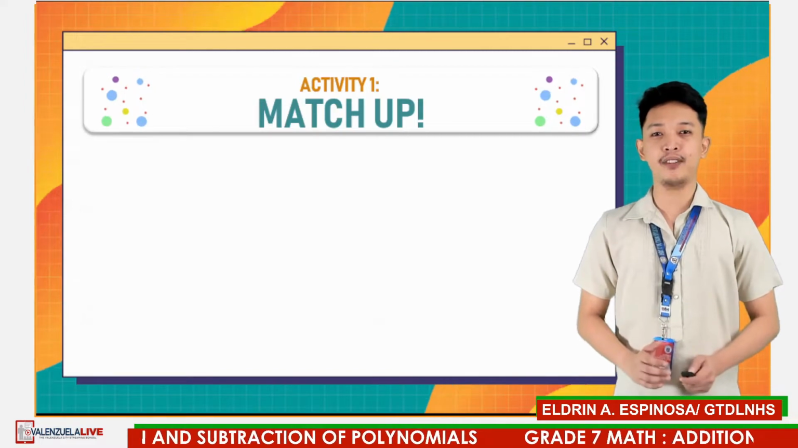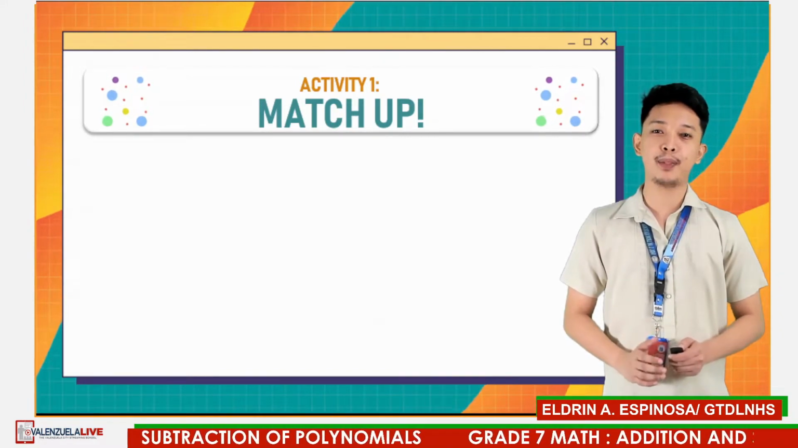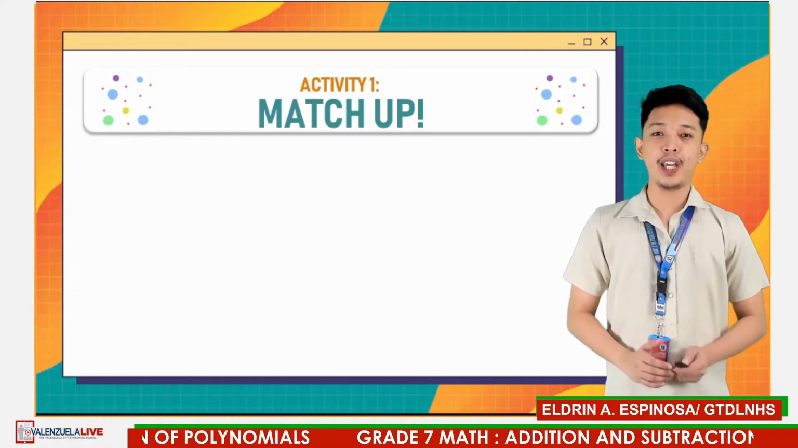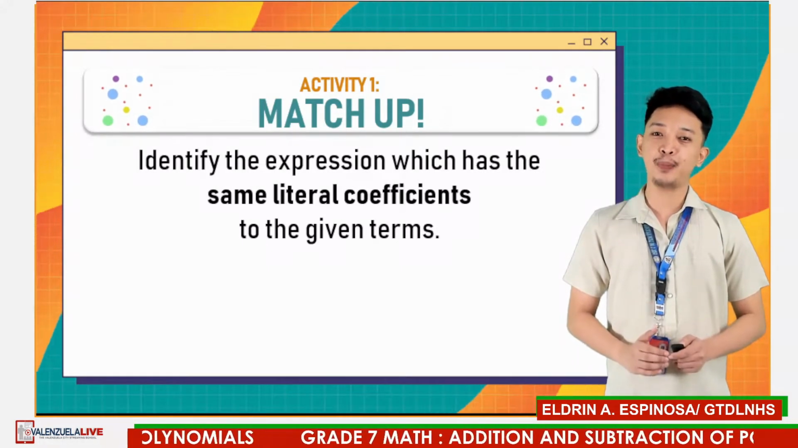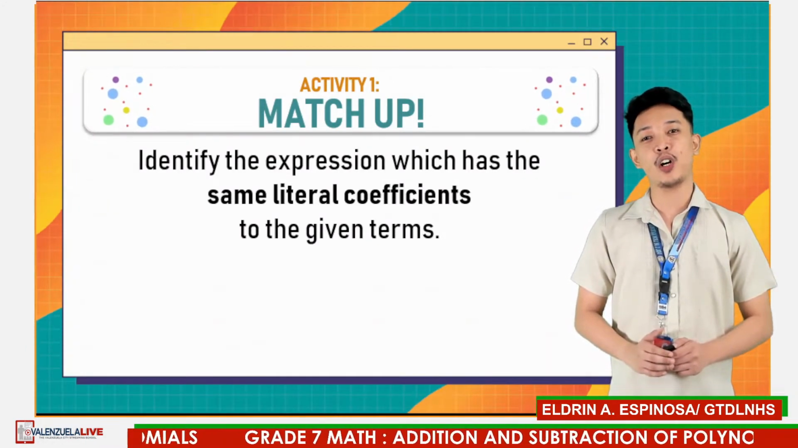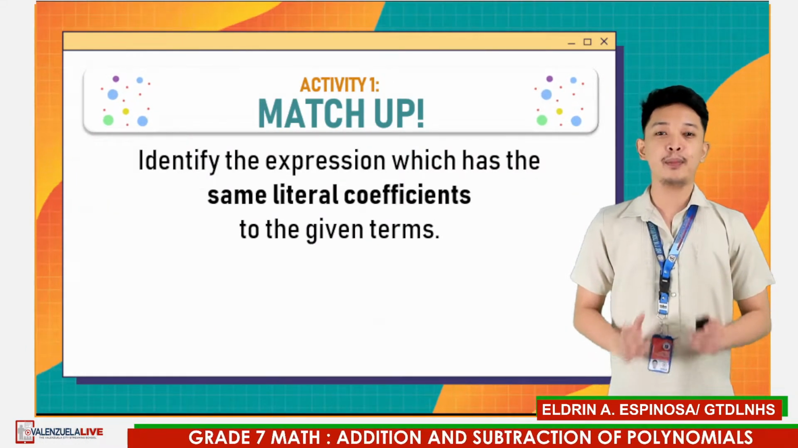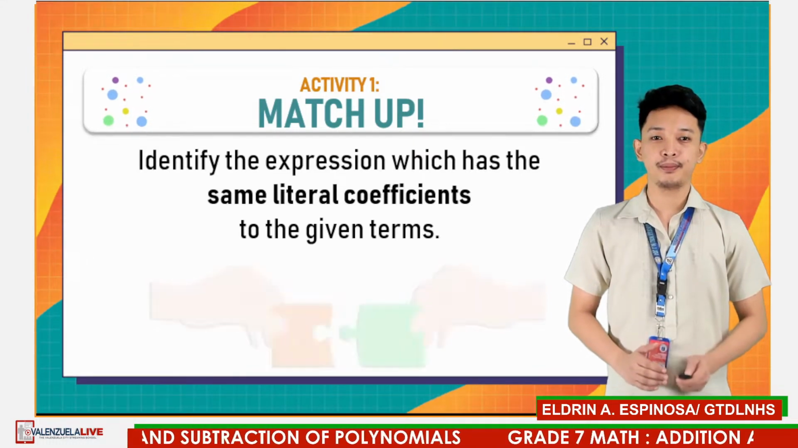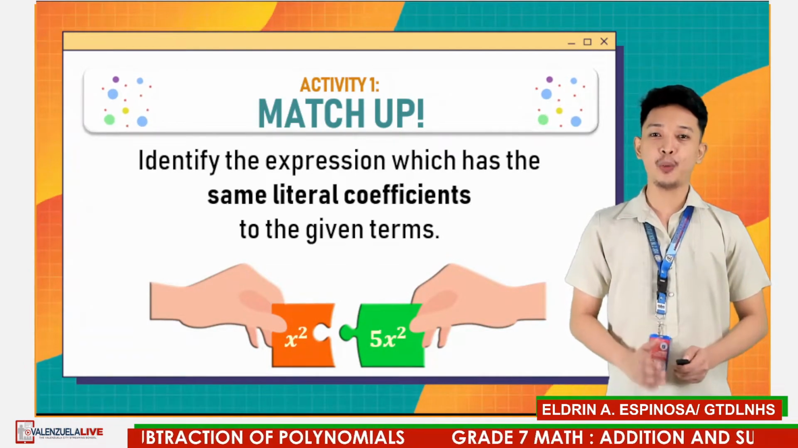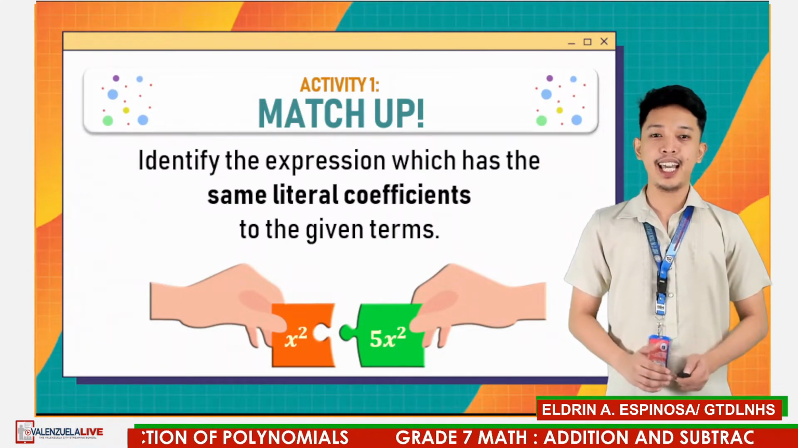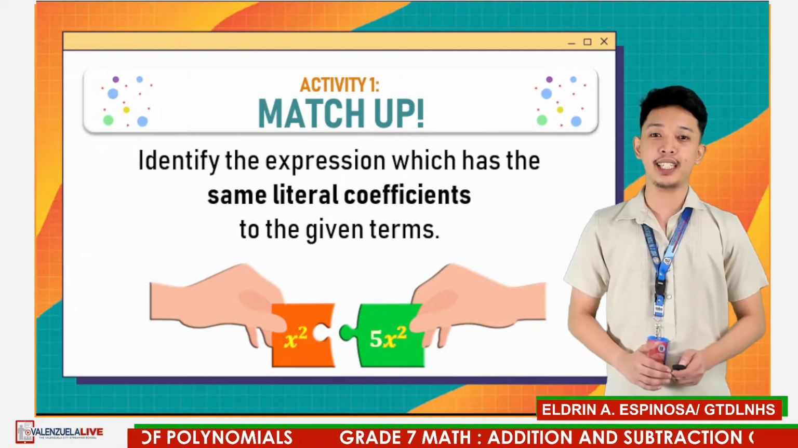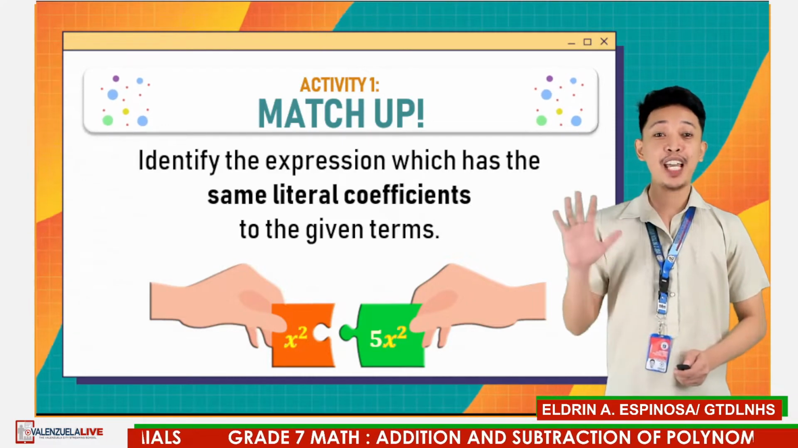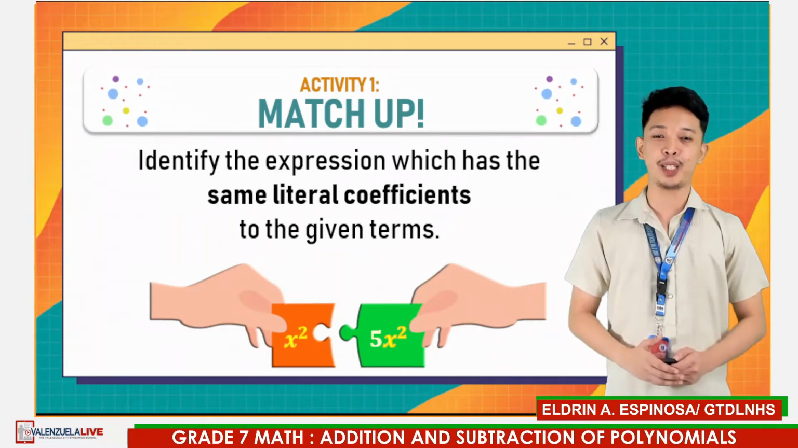For our first activity, let us see how much you remember our lesson last week about terms and literal coefficients. All you have to do is to identify the expression which has the same literal coefficients to the given terms, meaning they have the same variables raised to the same powers. For example, x squared and 5x squared. They have the same literal coefficient which is x squared. Now, are you ready? You have 5 seconds to write your answer in our comment box below.